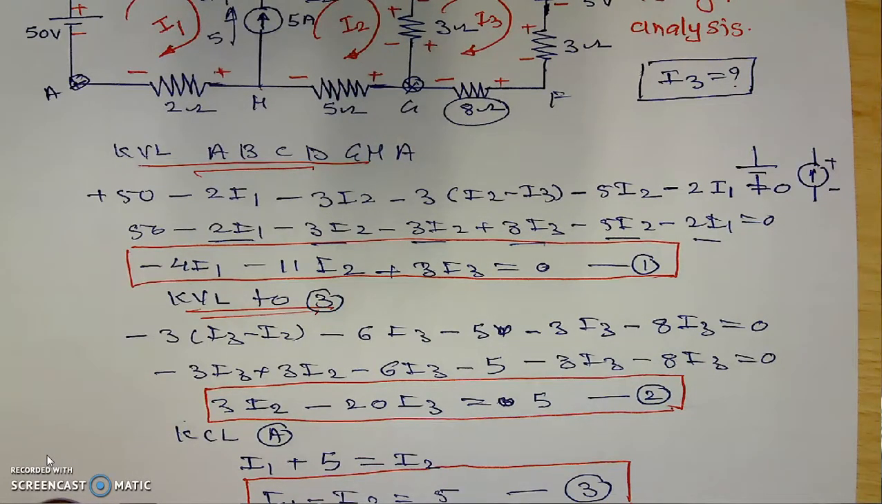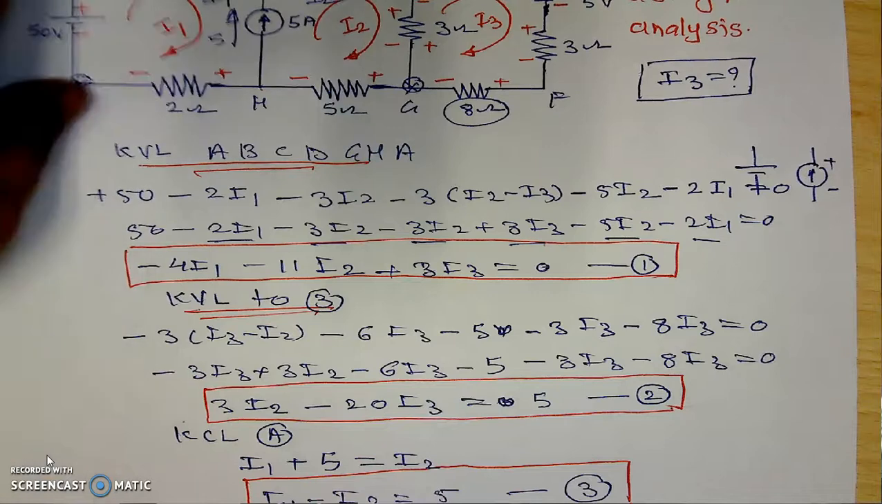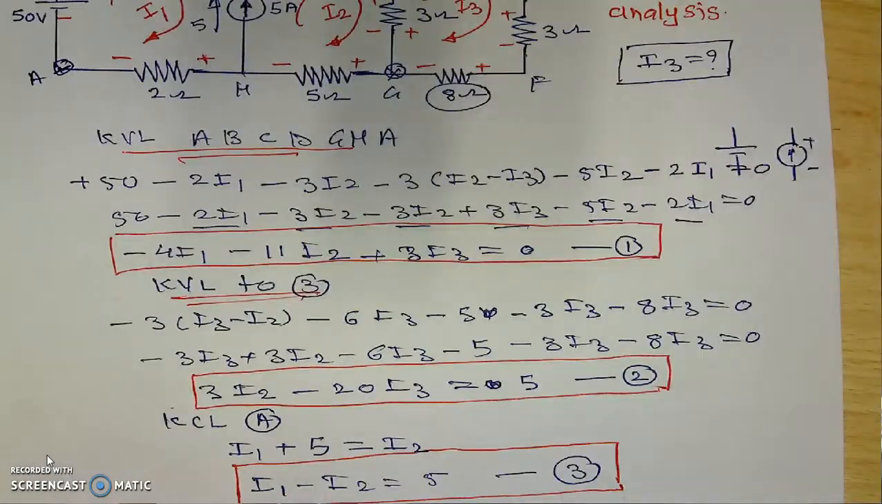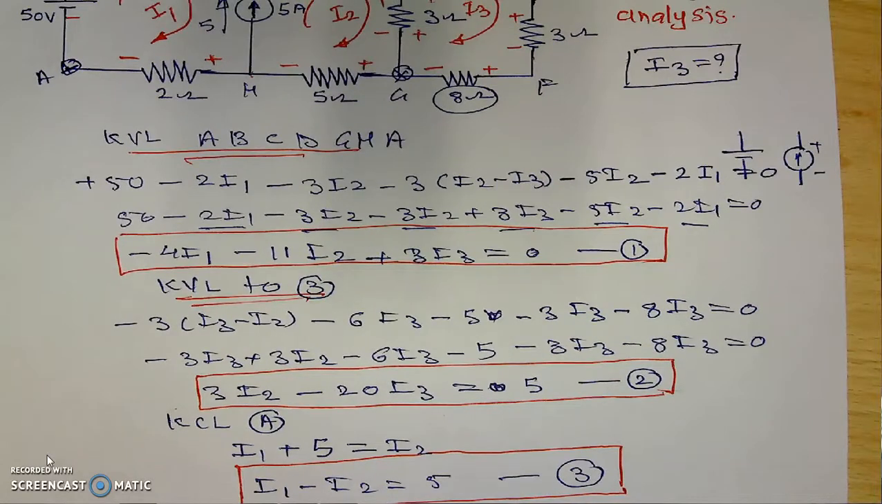Sometimes we are not able to apply the KVL due to the presence of a current source, because we don't know the voltage across the current source. In that particular case, we can use this concept, which is known as super mesh.